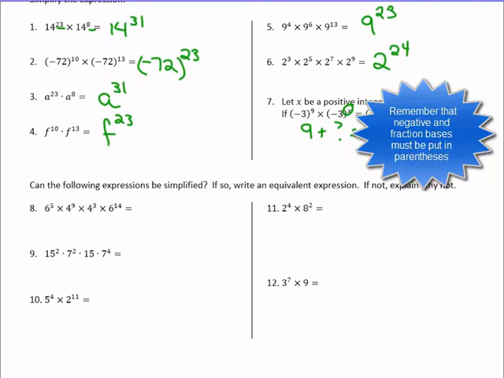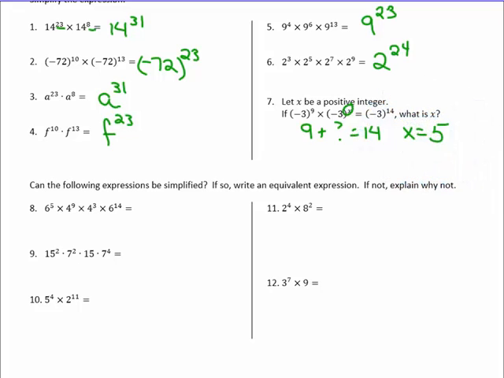Can the following expressions be simplified? You have to match up the bases. So if I take this, I can do the 4 bases and the 6 bases. I'm going to do the 4s just because it's smaller than 6. So this is going to be 4 to the 12th times the new base of 6. I'm going to add those together, 6 to the 19th. That's as far as it can be simplified without actually doing the multiplication.